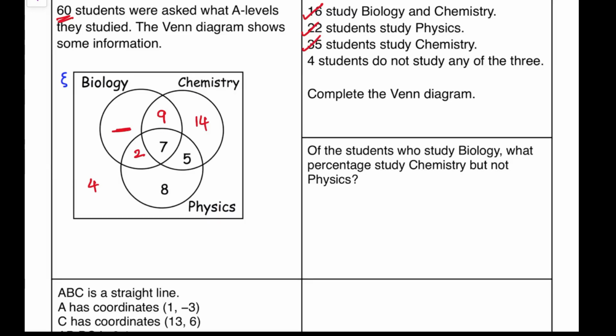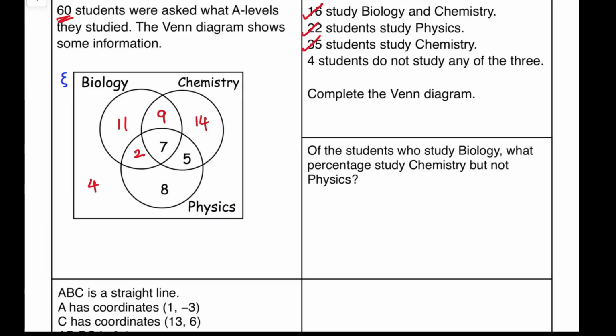So get my calculator out, and you'll hear me do it now, it's going to be 60 minus 4 minus 2 minus 7 minus 5 minus 9 minus 14, which is going to give me 11 students that study biology. So that 11 students goes there, and I've completed my diagram.